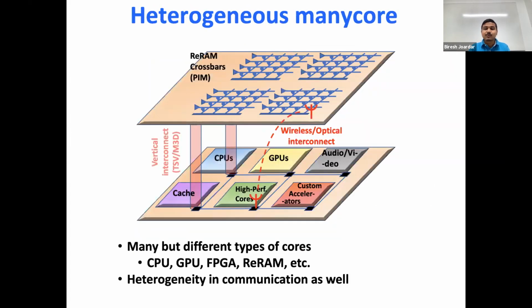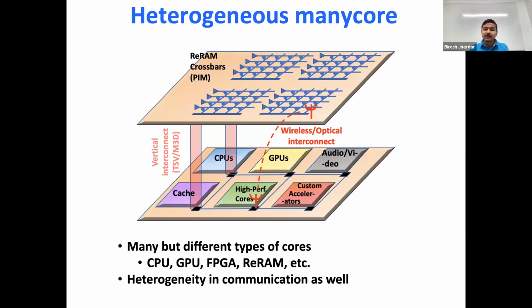We could come up with an architecture where we have a mix of cores. So we could have a many core architecture where we have, let's say, some CPU, some GPU, some neural processing unit, some cache, some custom accelerator, and FPGA. So this kind of an architecture is called a heterogeneous many core.